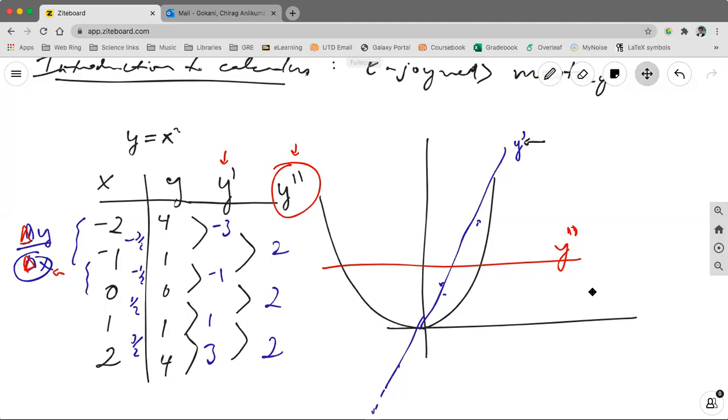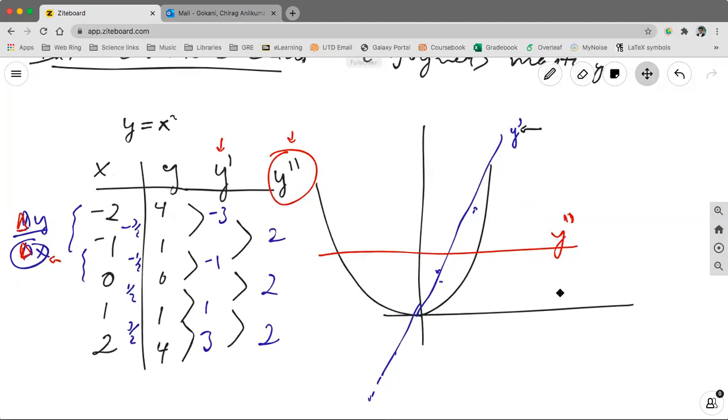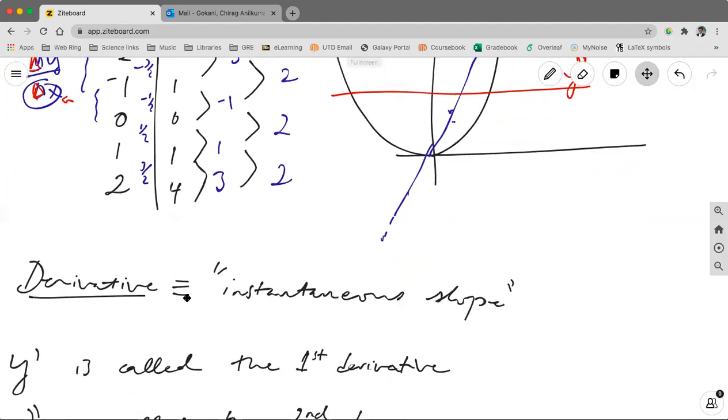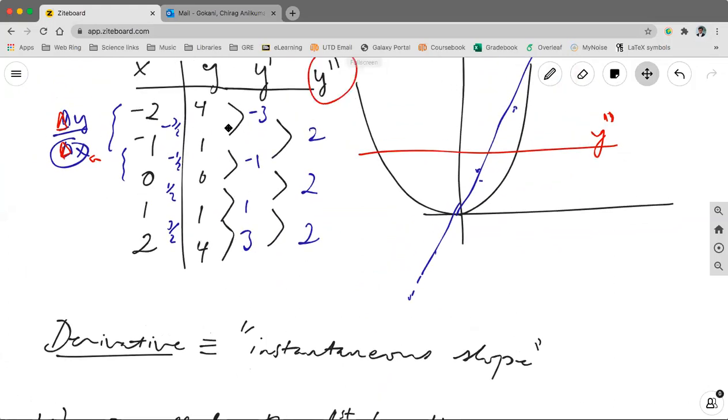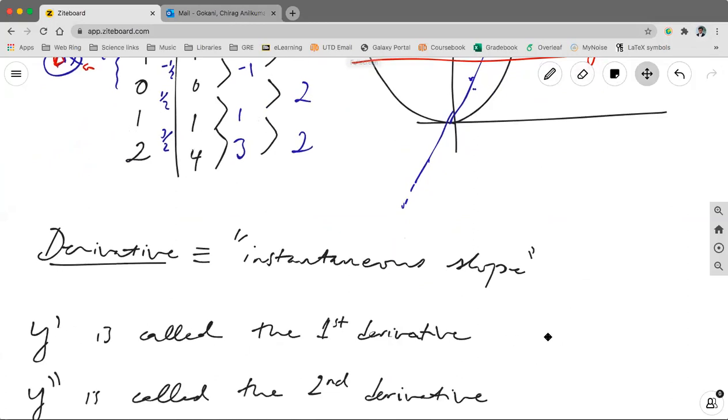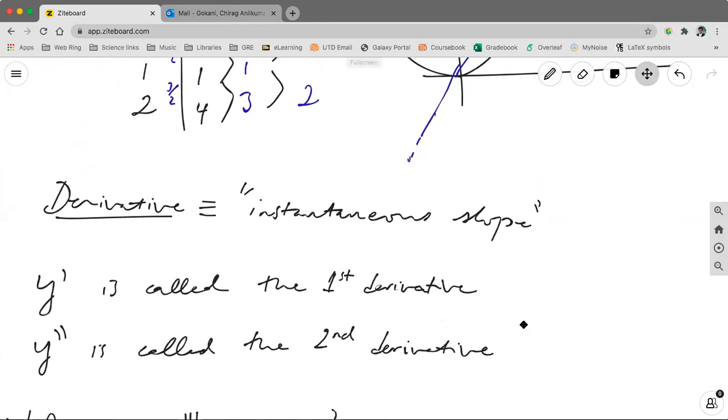So this is an introduction to the idea of the derivative. So y prime is a derivative of y, this black function, and y double prime is the derivative of y prime. So any questions thus far? Okay. So you can think of the derivative as the instantaneous slope. Here, these were not instantaneous slopes, so this is not exact, but you can think of these things as approximations of the derivative. And again, y prime is what we call the first derivative, y double prime is what we call the second derivative.